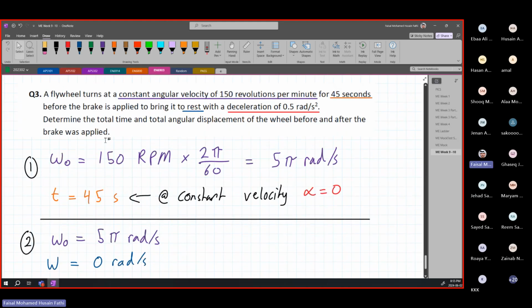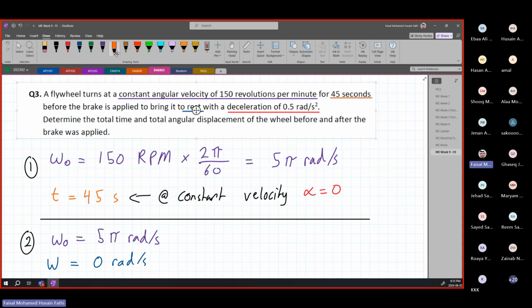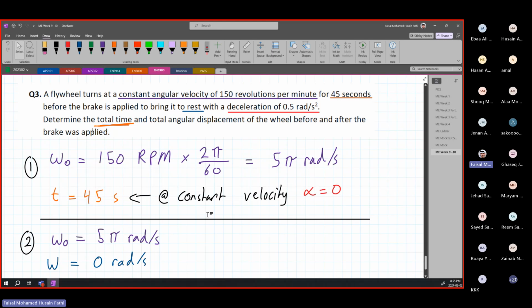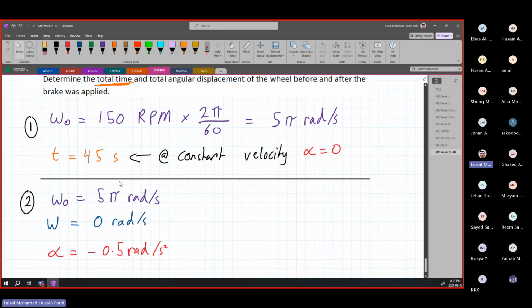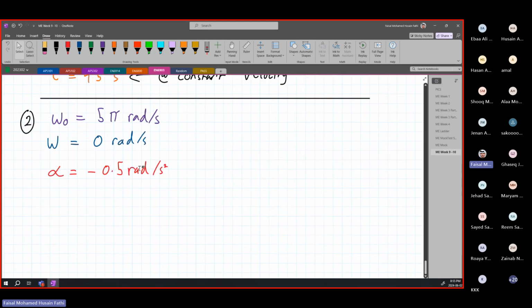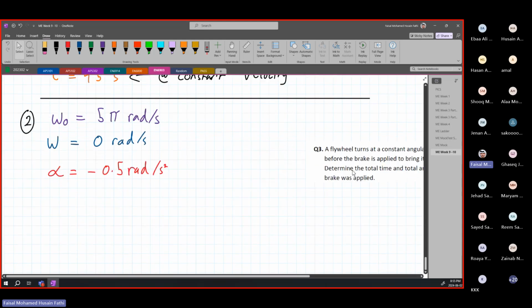Now let's see what the question wants. Determine the total time. All right. So they want us to find total time. Let us first find the total time before we find anything else. So we already have the time for part 1. It was given to us. But let us find the time for part 2.